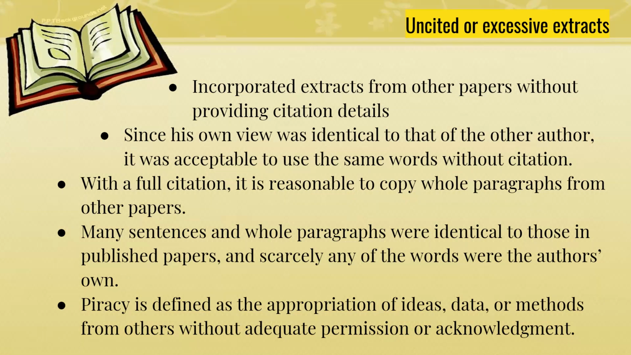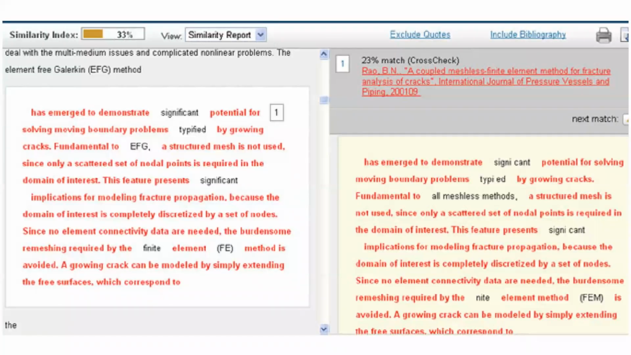Many sentences and whole paragraphs were identical to those in published papers, and scarcely any of the words were the author's own. Piracy is defined as the appropriation of ideas, data, or methods from others without any acknowledgement. Okay, so this is the example. Although the similarity index is only 33% or 23%, the words in black show the fourth type of plagiarism. The word "significant," the word "typified." In the left paper it is fundamental to EFG, but in the right paper it is fundamental to all meshless methods. It can be said that the author claims to have their own original point of view, but they need to cite properly the sources of the statements.